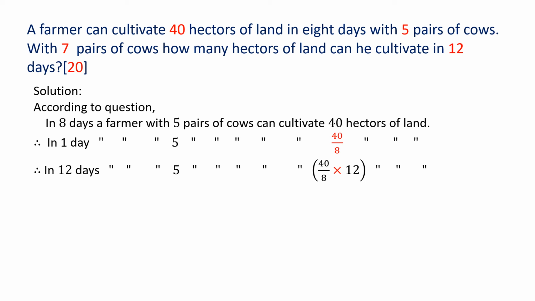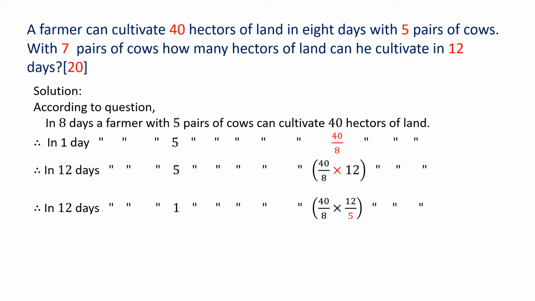Okay, now the question is with 7 pairs of cows. So in 12 days, say for example, if I have 1 pair of cows instead of 5 pairs of cows, then my cultivable land will be decreased. That means the job that I can do with 5 pairs of cows is much higher than the job I can do with 1 pair of cows.